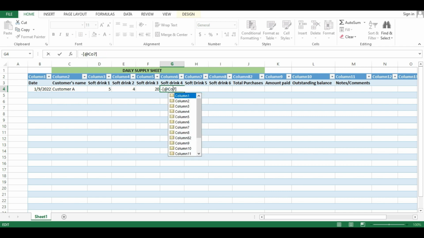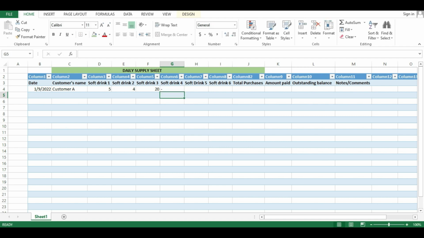Oh, sorry, it's a mistake. I said none of 4, so I want to use the hyphen to create none of 4, 3, 5, 9 of 6. Now, this is the figures for each of the soft drinks given.